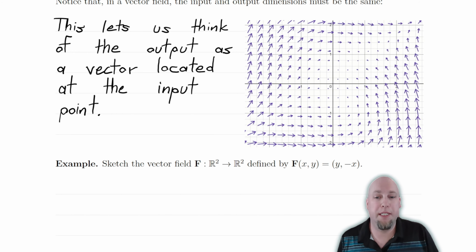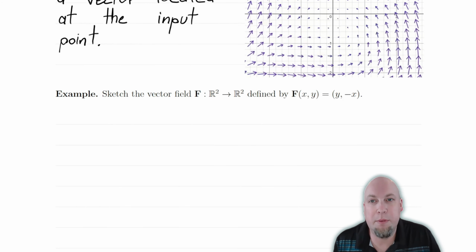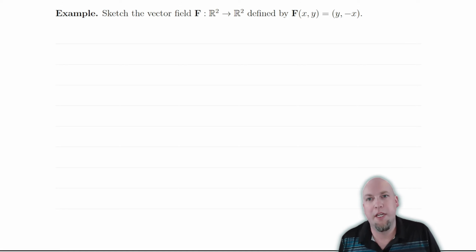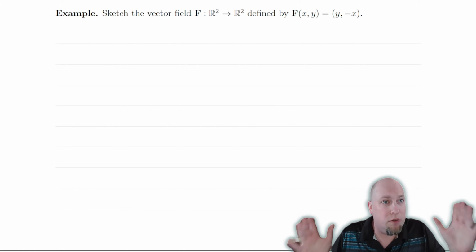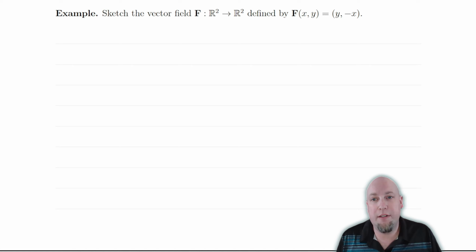Okay, so let's do a couple examples. Let's make things a little bit more concrete and actually do stuff with numbers. Let's sketch the vector field going from R2 to R2, defined in this way: f(x, y) = (y, -x). I'm going to start off just by plugging a bunch of numbers in. I don't know of a cleverer way to visualize a vector field at this point.